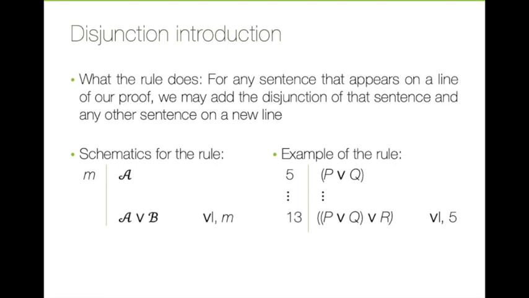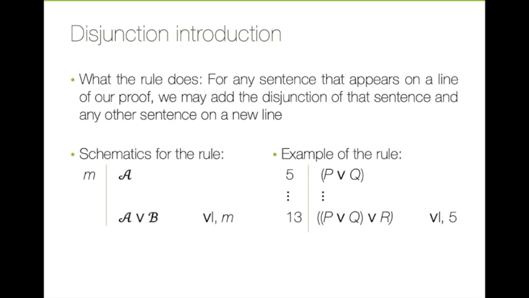P or Q appears on line 5. The disjunction introduction rule allows us to add any disjunction with P or Q as one of the disjuncts. In this case, we added P or Q or R. The introduction of this new sentence with the new disjunction symbol is justified by the disjunction introduction rule and line 5 where the original sentence appeared.